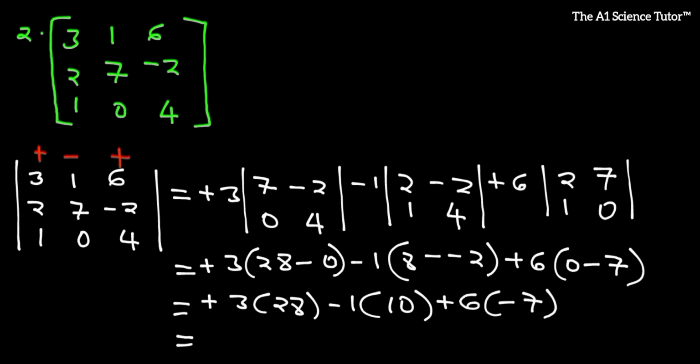Now here we have 6 multiplied by negative 7. So 3 multiplied by 28. What is that going to give us? So that gives us 84. So that will be plus 84.